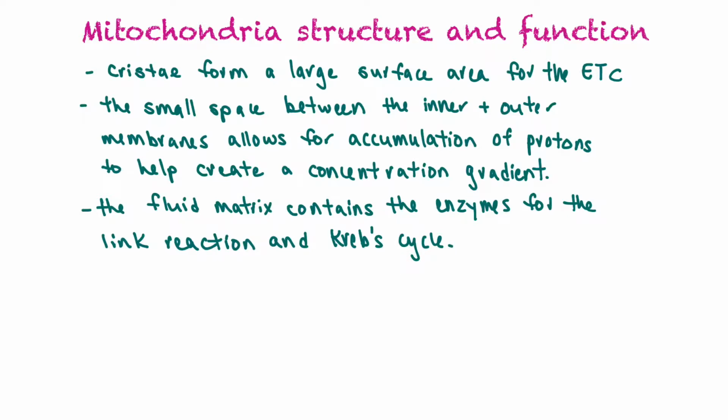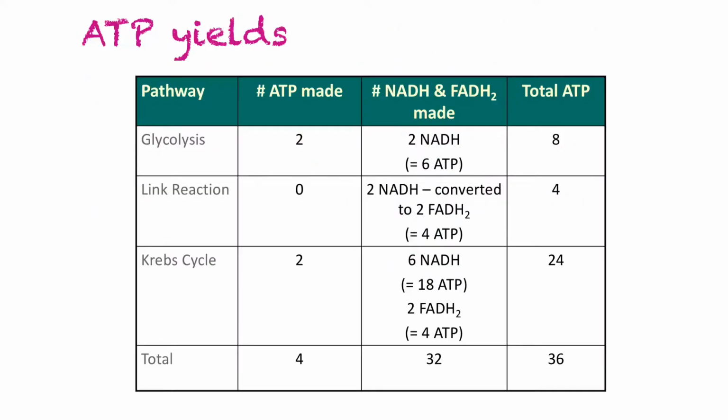And then the fluid matrix contains all the enzymes for both the link reaction and the Krebs cycle. So all the substances that are required for all of these processes are found floating around in the matrix.